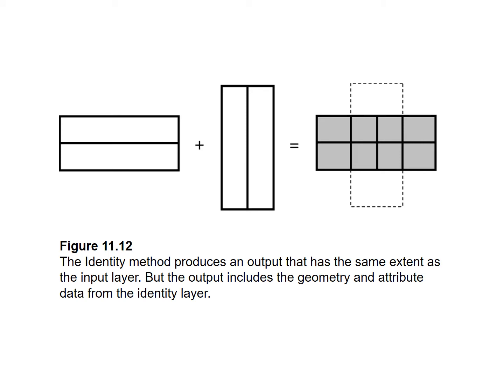The identify method produces an output that has the same extent as the input, but the output includes any of the stuff that would be identified by the other layer.